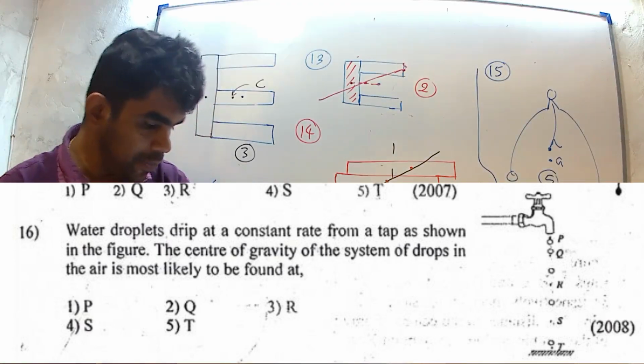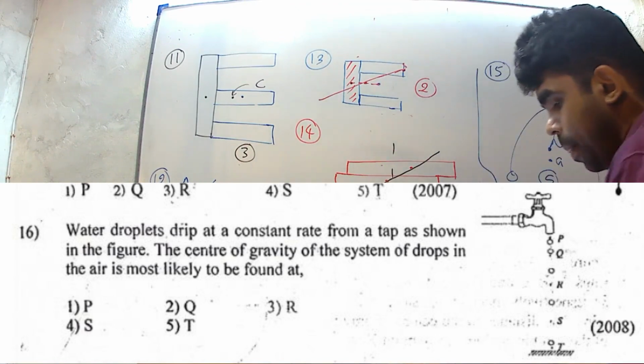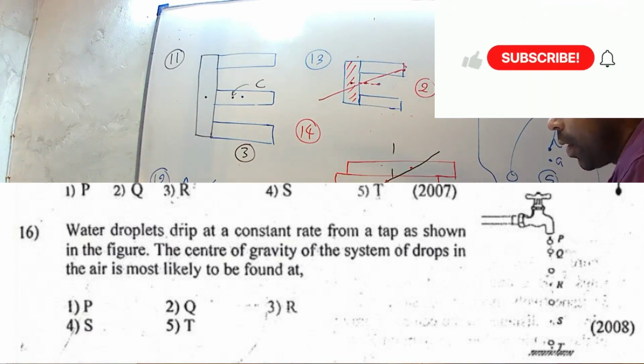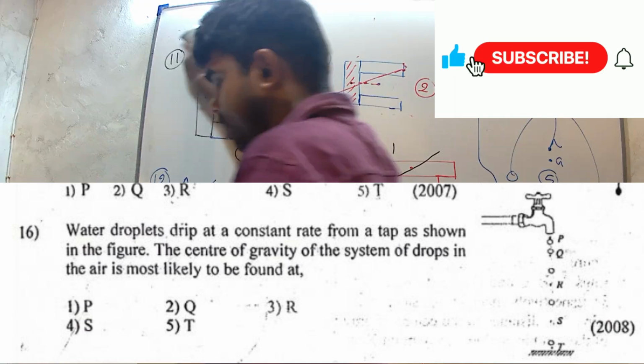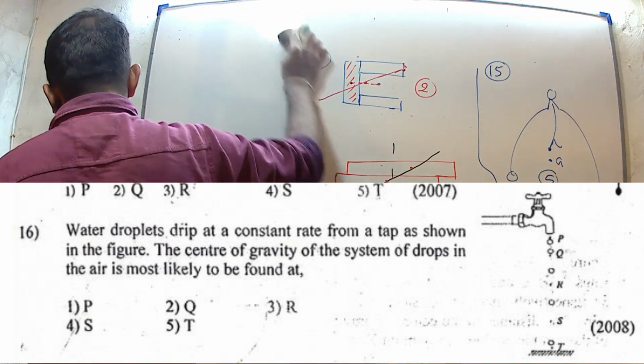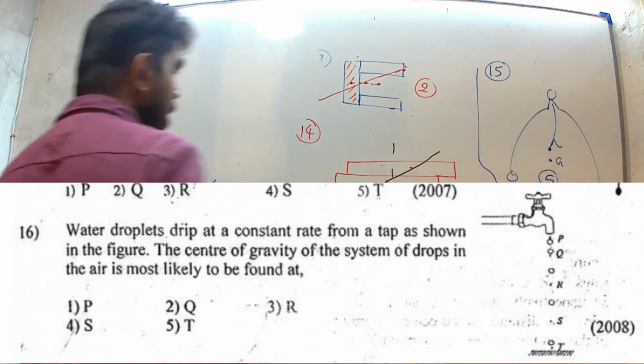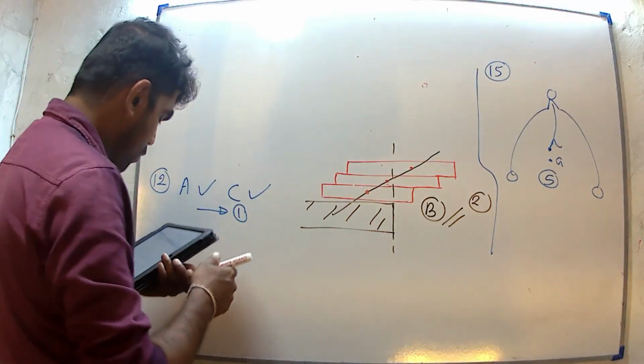Then 16. Water droplets drip at a constant rate from a tap as shown in the figure. The center of gravity of the system of drops in the air is most likely to be found at 1, 2, 3, 4, 5. There are 5.